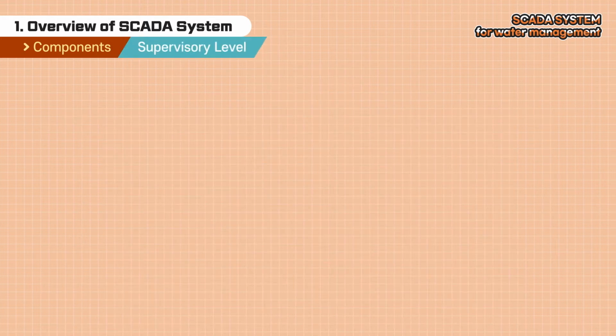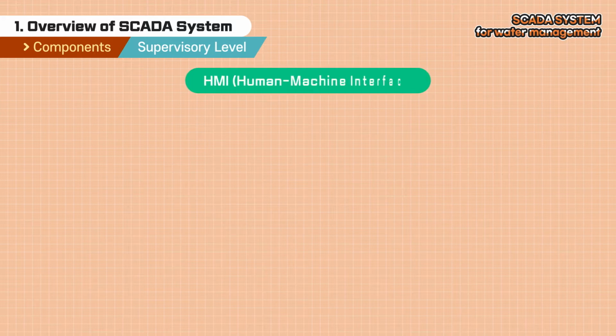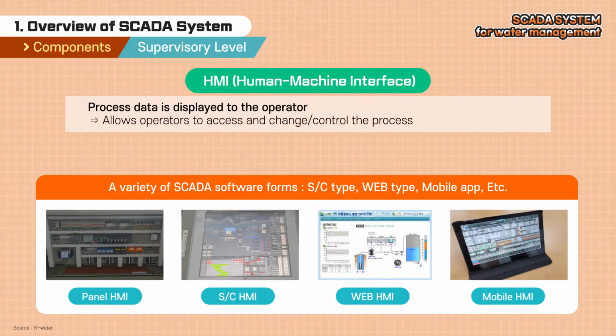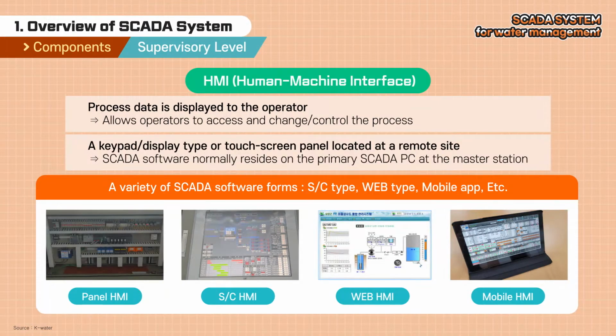Let's move on to the supervisory level. The first component of the supervisory level is the HMI, Human-Machine Interface. The HMI is a means to provide operators with process data on the screen and allows them to change and control the process. The SCADA software enables the supervisory control of remote facilities through a keypad or touch screen.